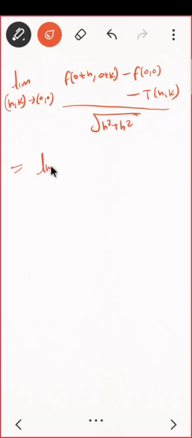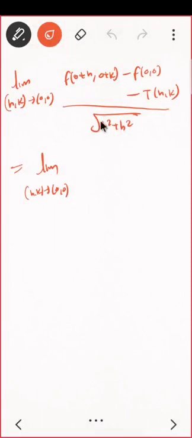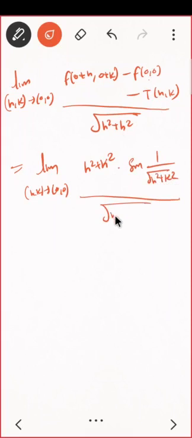This is limit h,k tending to 0,0, and you can directly say here we got the total derivative, that means it is differentiable. You'll be having h square plus k square multiplied by sine of 1 upon root of h square plus k square, and everything is 0. This is also 0, this is also 0. Divide by root of h square plus k square. Correct?